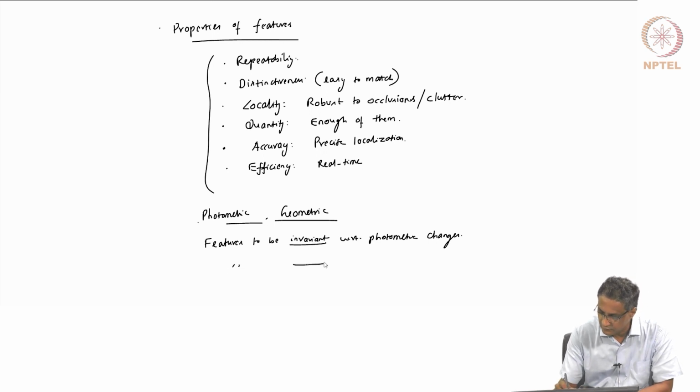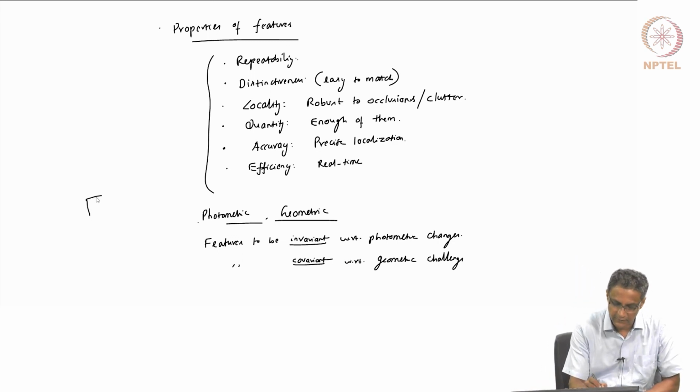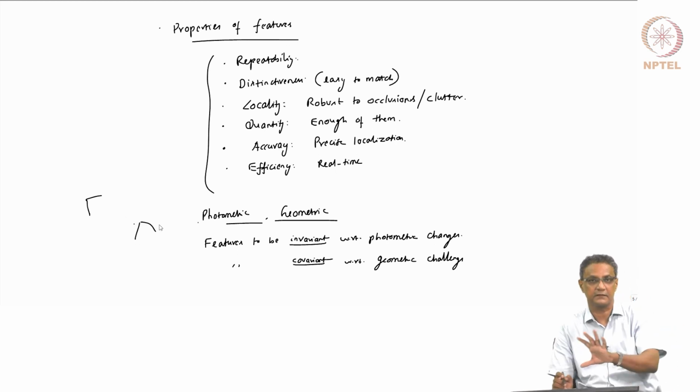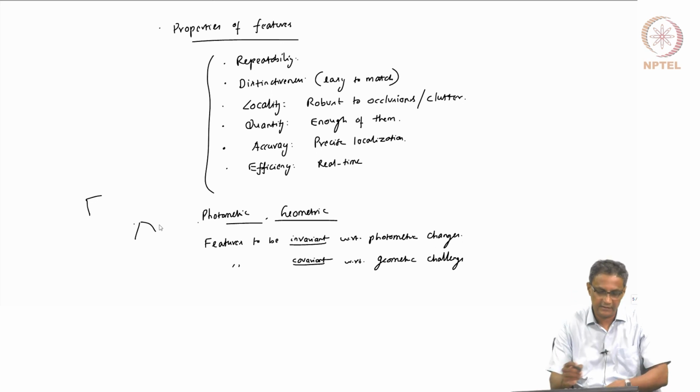And features to be dash with respect to geometric changes. Now I think you can guess the other answer, because there are only two of them. What would that mean if I write covariant? Yeah, they both should change the same way. For example, if you had a corner somewhere in an image, and I did a rotation of that image, then the corner should also rotate. If I translate, the corner should also translate.